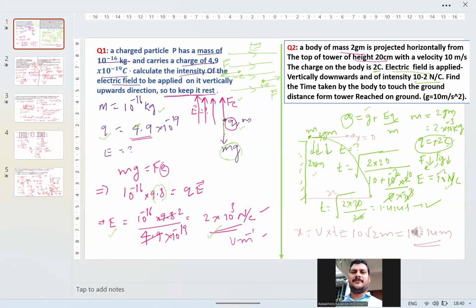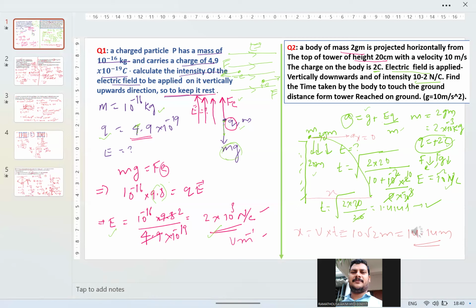We know the time taken to reach the ground for a horizontally projected body is root over 2h by g. Here we have to find the effective g, from the E value, Q value and m value. Here m means the mass of this charged body. If it is mentioned that the charged particle is a proton, you have to take the proton mass and proton charge. Here mass and charge are given, so it is neither a proton nor an electron.